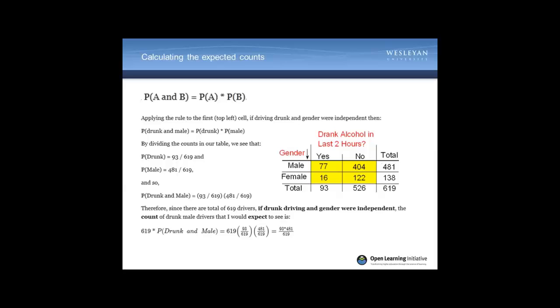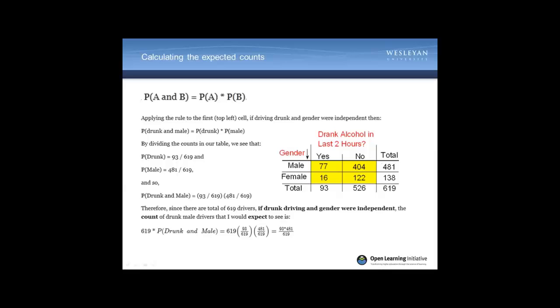How are the expected counts calculated? If events A and B are independent, then the probability of A and B equals the probability of A times the probability of B. We use this rule for calculating expected counts one cell at a time.